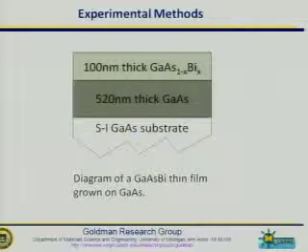For our samples, they are grown on a 100 gallium arsenide substrate, or SI gallium arsenide substrate. On top of this, we grow a buffer layer of gallium arsenide that is 520 nanometers thick. And on top of this, we grow our film of interest, or our gallium arsenide bismuth. During growth, we use reflection high-energy electron diffraction, or RHEED, to monitor the progression of the growth. The RHEED system provides information about the surface geometry and morphology of the film.